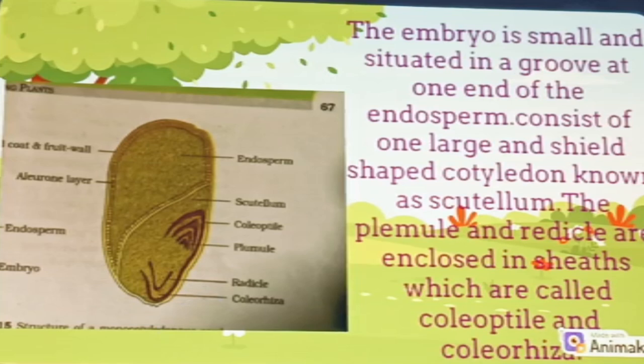So this is all about today's topic, the fruit and the seeds.